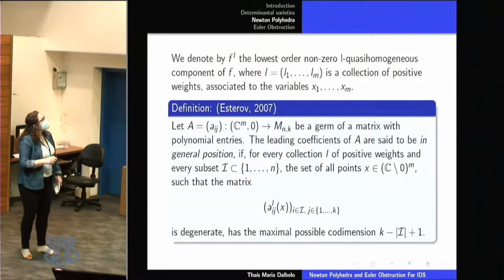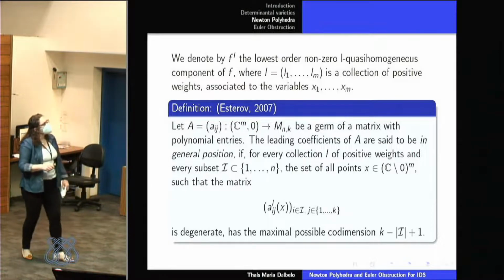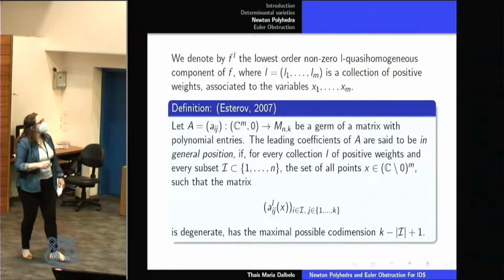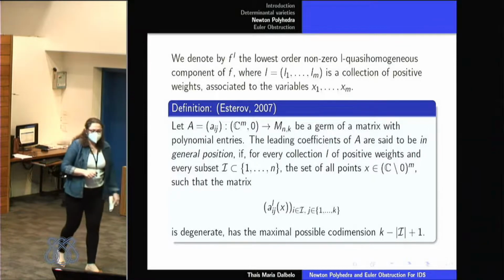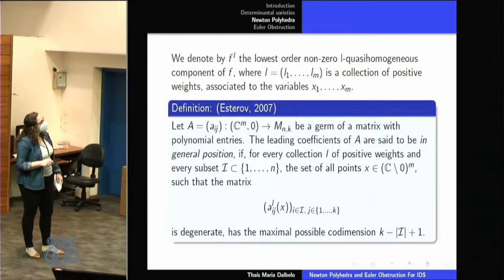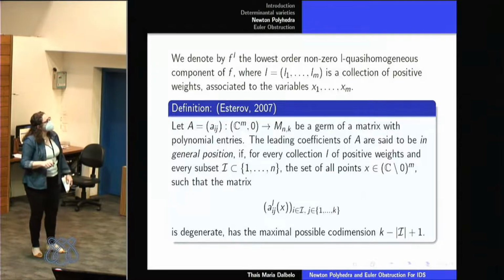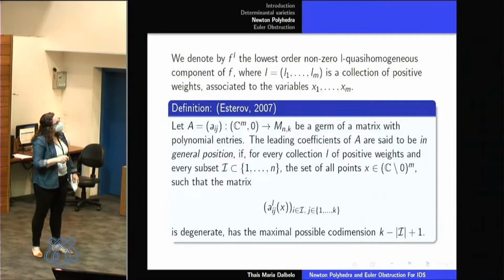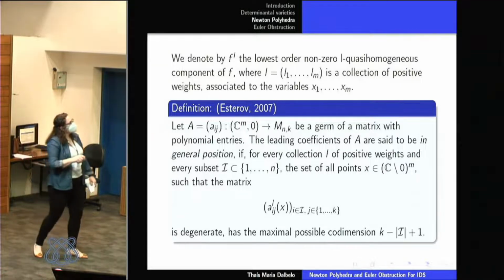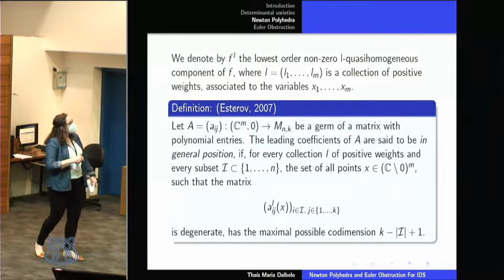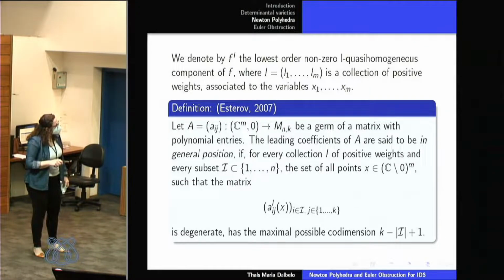Now, we denote by f_L the lowest order non-zero L quasi-homogeneous component of f, where L is a collection of positive weights associated to the variables. Then we present this definition. Let A be a germ of a matrix with polynomial entries. The leading coefficients of A are said to be in general position if for every collection L of positive weights and for every subset I in the set of possible rows, the set of points in the algebraic torus such that this matrix is degenerate has the maximal possible codimension, which is this number here.